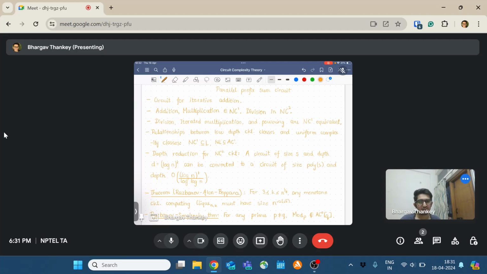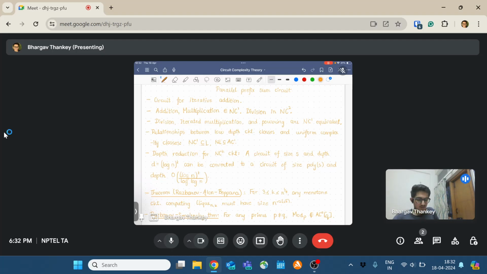What do I mean by a circuit family being log space uniform? I mean the following: there exists a log space Turing machine such that if I feed in 1 to the n as input, it outputs the description of the circuit Cn. So there is a log space Turing machine which, on input 1 to the n, outputs the description of the nth member of the circuit family. And we saw that log space uniform NC1 is a subset of L, and that NL is a subset of AC1.